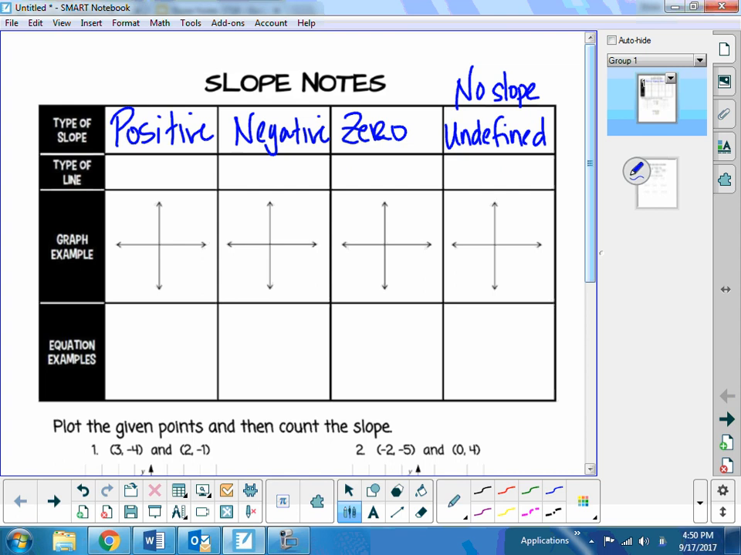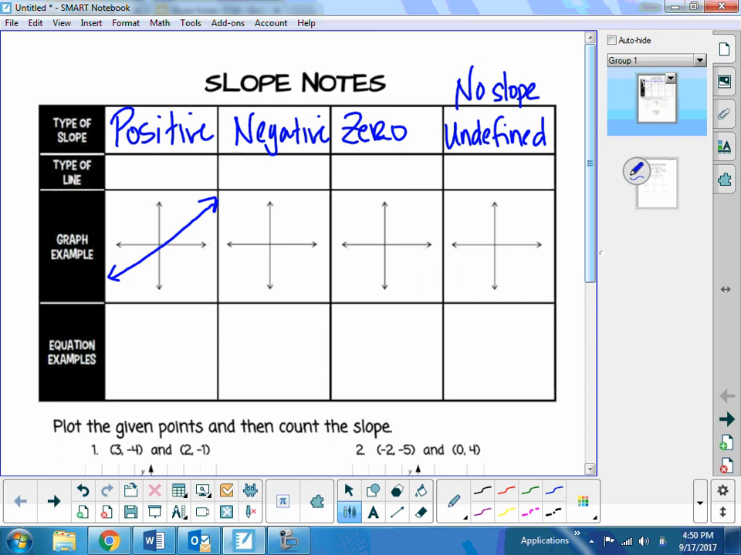Make sure you have these written down here. Now, the next thing I'm going to jump down to, I'm going to graph some examples for you. So, a positive slope. When we read graphs, we read from left to right, just like when we read words. So, when I read a graph from left to right, if it has an increase, if it is going uphill, it is going to be a positive slope.